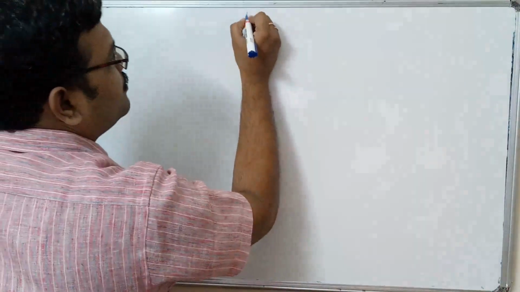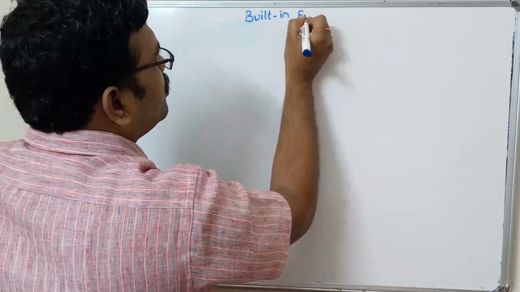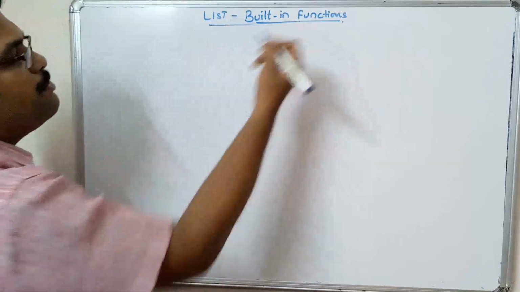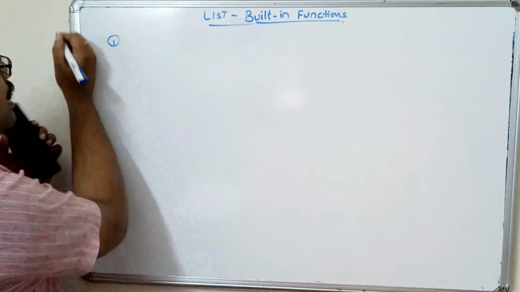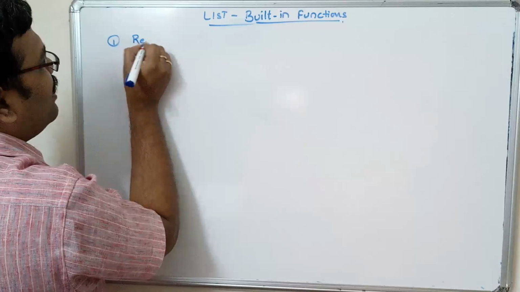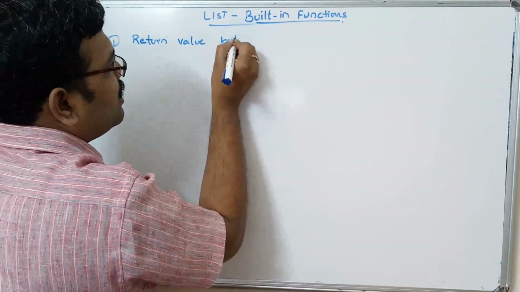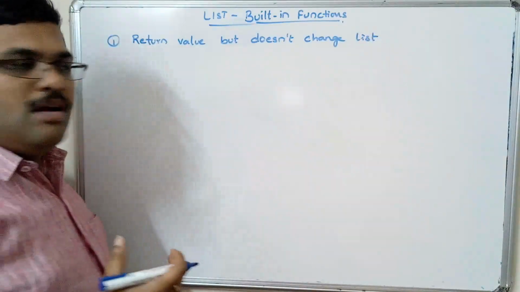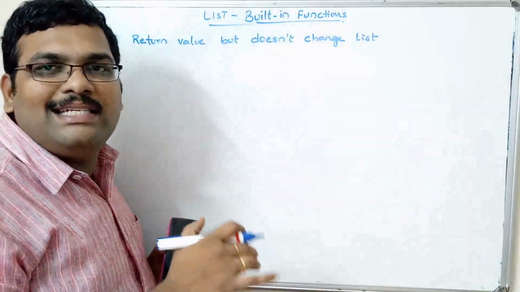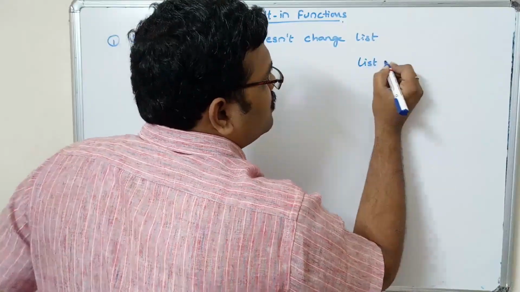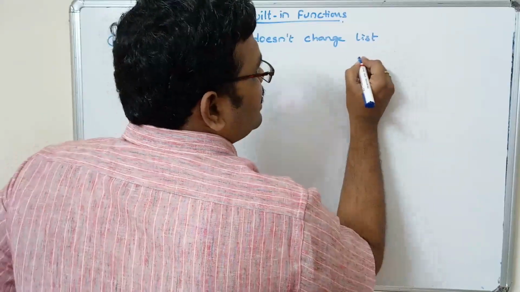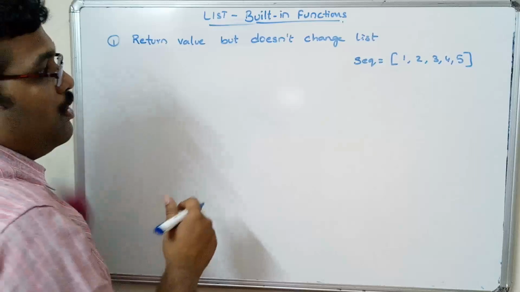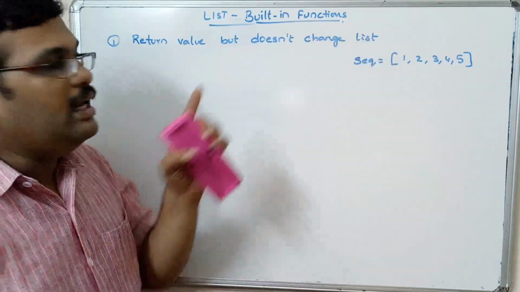Now first one, list built-in functions. There are a few functions which will return a value but don't change the list. So there are a few functions which will return some value but don't change the existing list. For example, let us consider one list, sequence is equal to 1, 2, 3, 4, 5. Right? Now, let us see some built-in functions which will return some value but don't change the existing list.